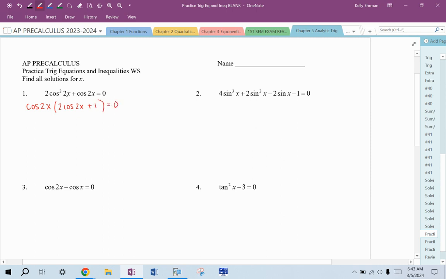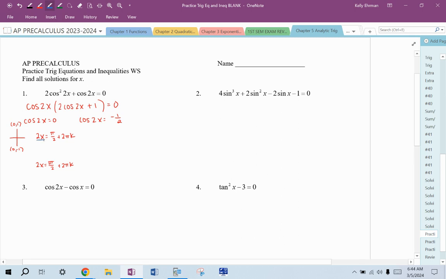I didn't use any double angle identities because I don't have a mix of sine and cosine here that I need to get to match. So then cosine of 2x could equal 0, or cosine of 2x could equal negative 1/2. If cosine is equal to 0, that's happening at our non-quadrant angles at the top and the bottom of the circle. So 2x could equal pi over 2 plus 2 pi k. Or 2x could equal 3 pi over 2 plus 2 pi k.